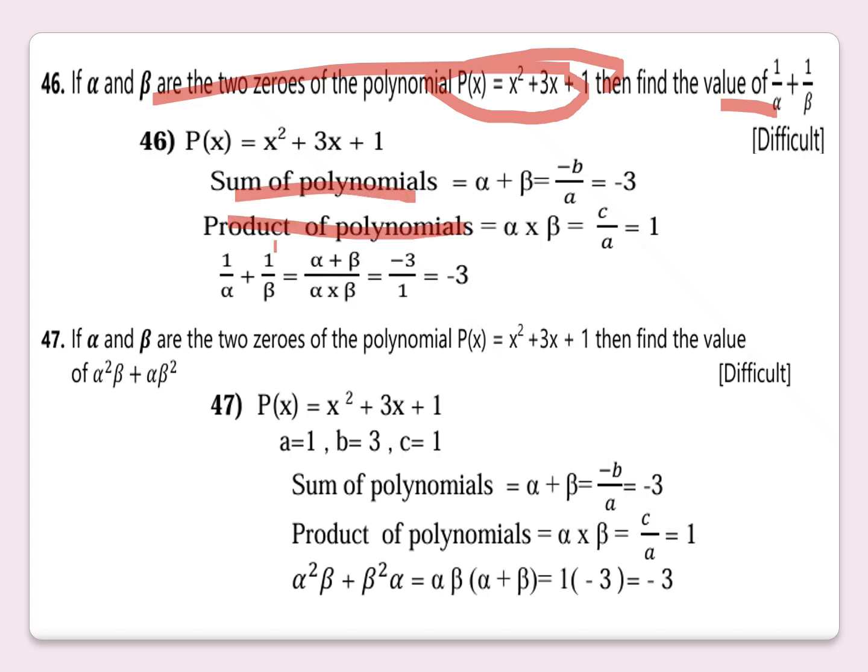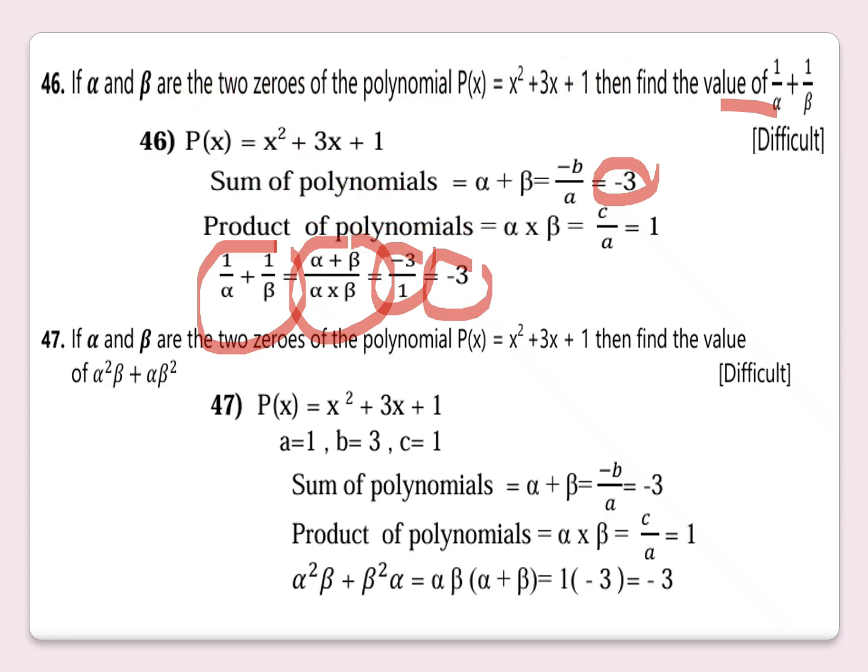Again, by using the given, 1 by alpha plus 1 by beta can be written as alpha plus beta divided by alpha into beta. Then you know the formula or you know the values. Minus 3 divided by 1 is nothing but the sum and the product. By cancelling, you will get minus 3 only. So this is regarding question number 46. First you have to find the sum and product of the zeros of the polynomial. After that, consider what value you have to calculate.